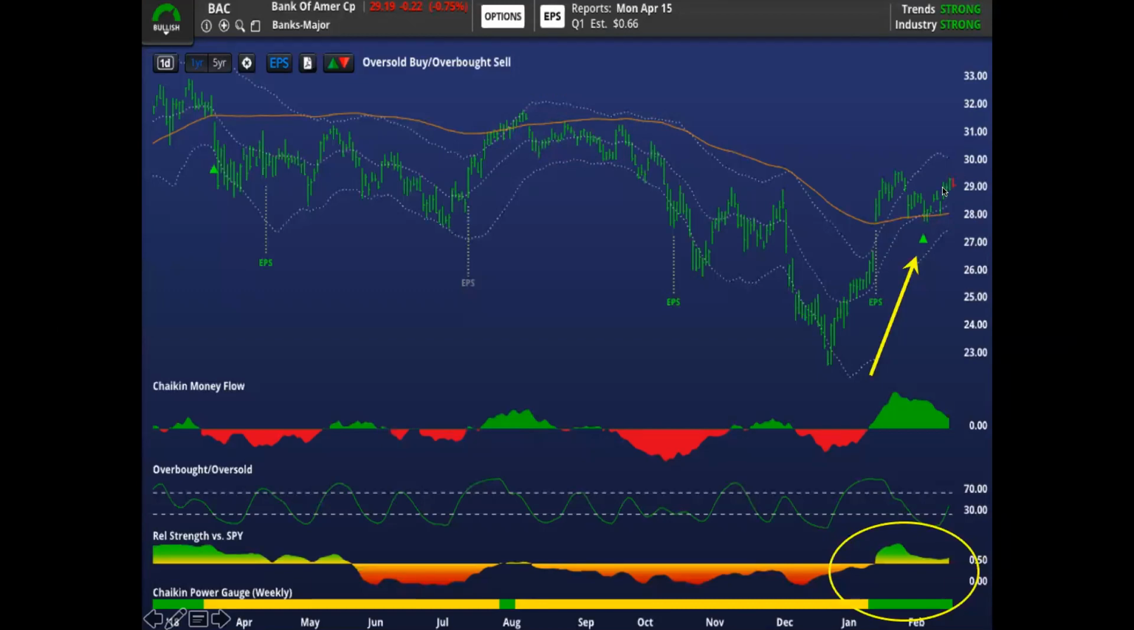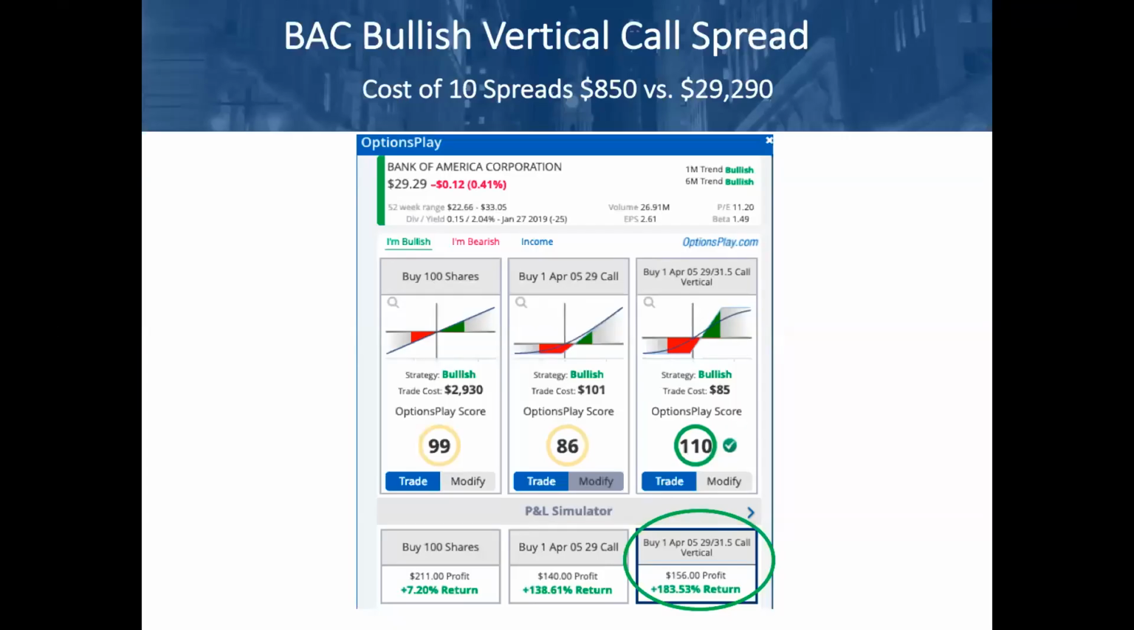So here's Boeing. The ideal buy point was that oversold buy signal down here at 28 about a week and a half ago. But with the stock around 29, outperforming the market, bullish power gauge rating, institutional accumulation, let's see if there's an options play spread. And sure enough, there is. Even after that rally from 28 to 29, options play analytics show that if you buy the 29 call expiring on April 5th and sell the 31.50 call against it, you've got a profit potential of 184% if it goes to 31.5 between now and April 5th.